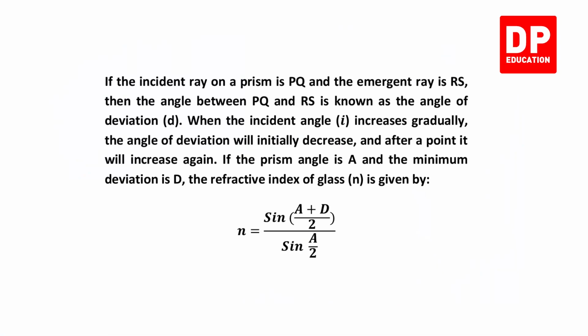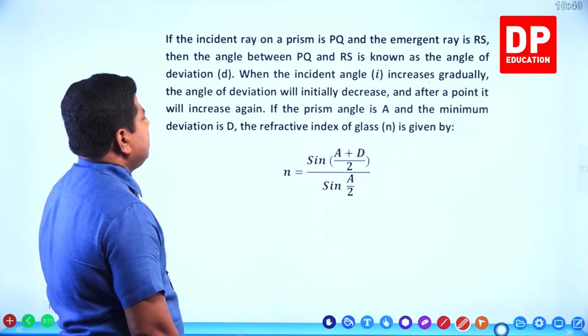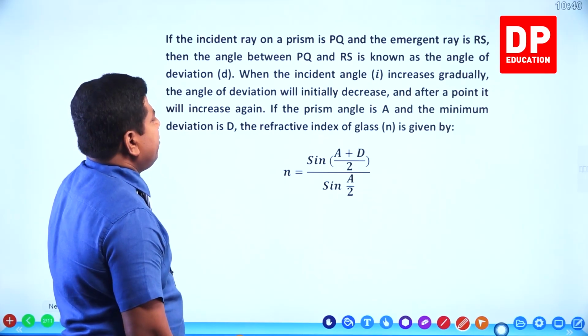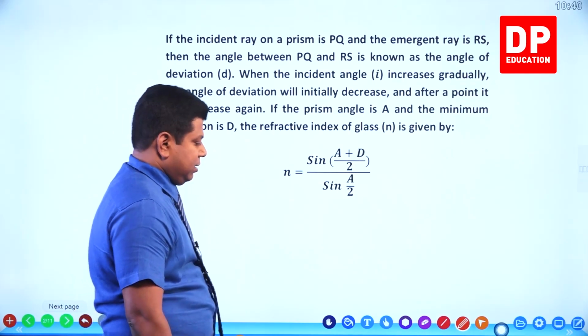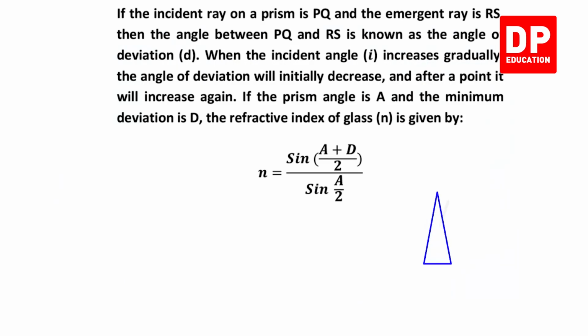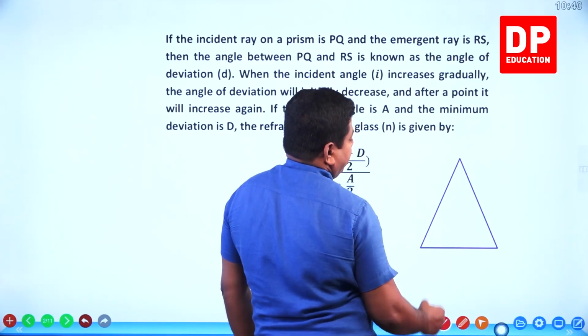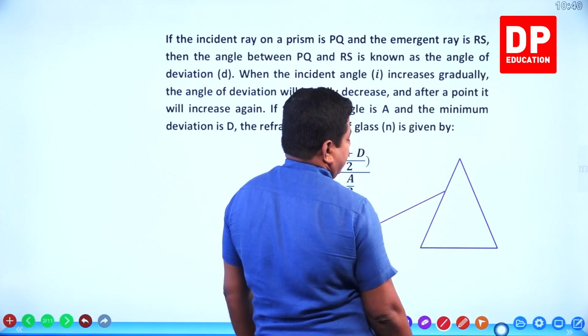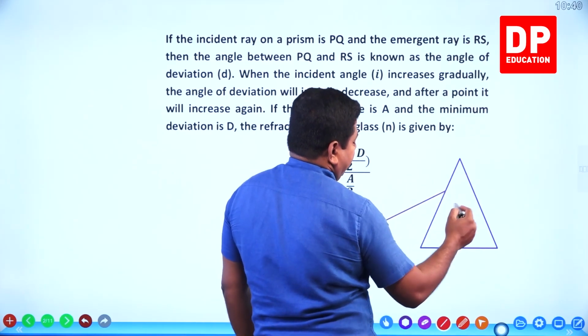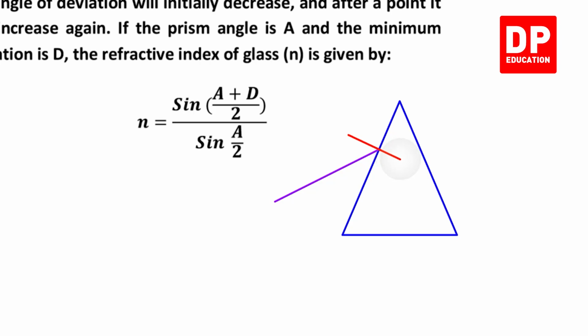The incident ray on a prism is PQ and the emergent ray is RS. Then the angle between PQ and RS is known as the angle of deviation. Listen. Let's say this is the prism. Consider a ray of incidence like this. Let's draw the normal here. That's a normal. What will happen?